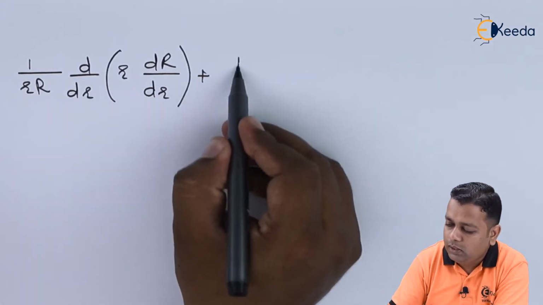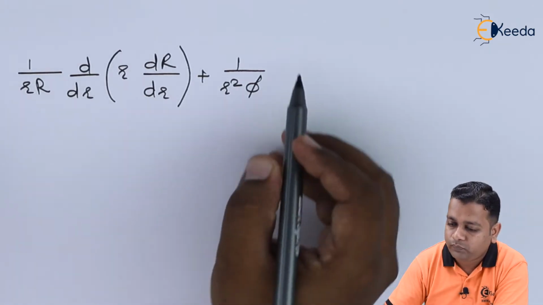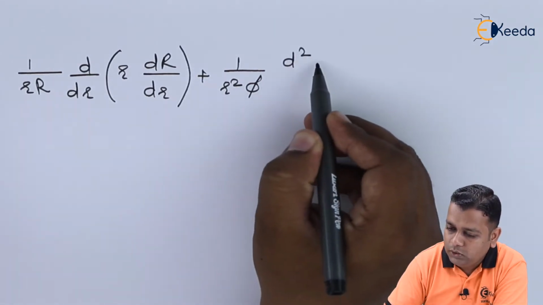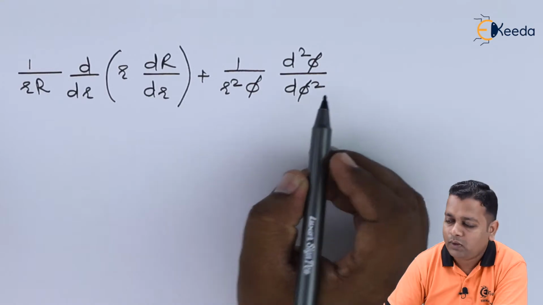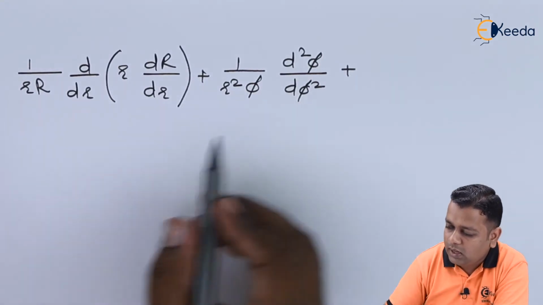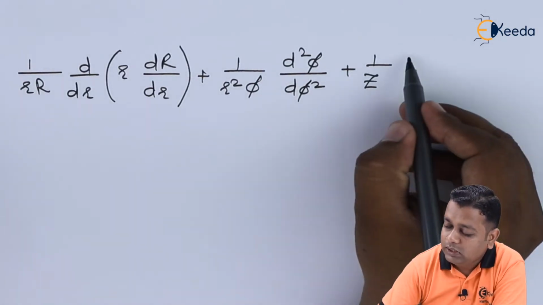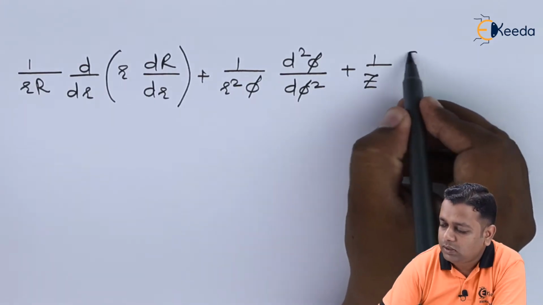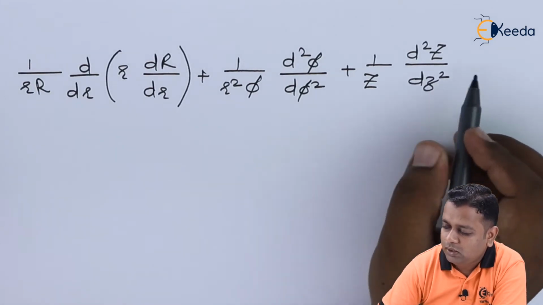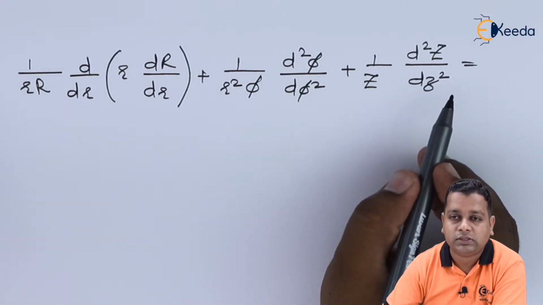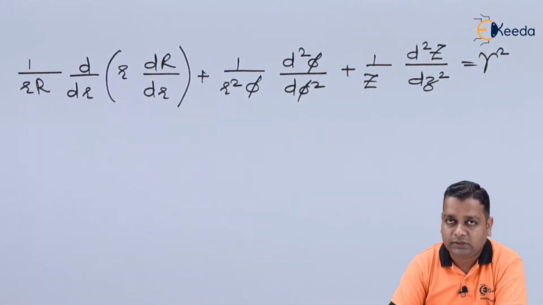The second term will be 1 upon small r square in multiplication to capital Phi, where we have d2 capital Phi divided by d small phi square here. And the third term can be represented as 1 upon capital Z in multiplication to the second order differential for Z, so it is d2 capital Z divided by d small z square, and the addition of these three terms is equal to gamma square, gamma representing the propagation information here.